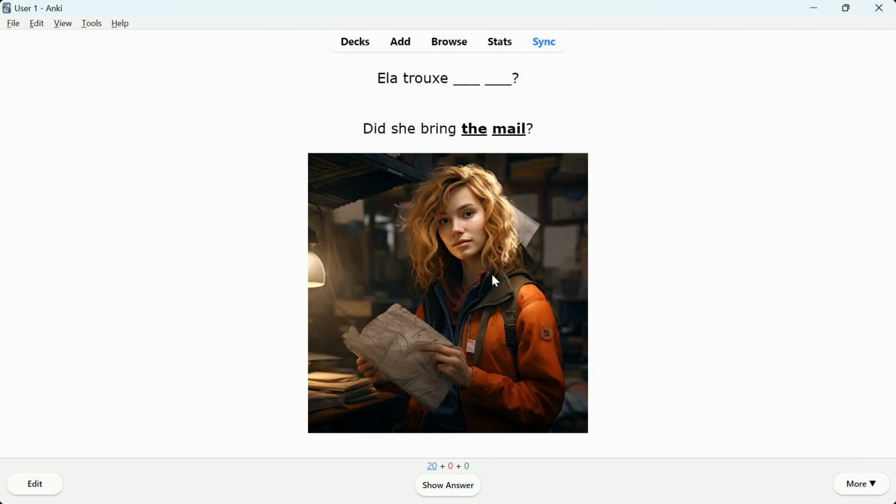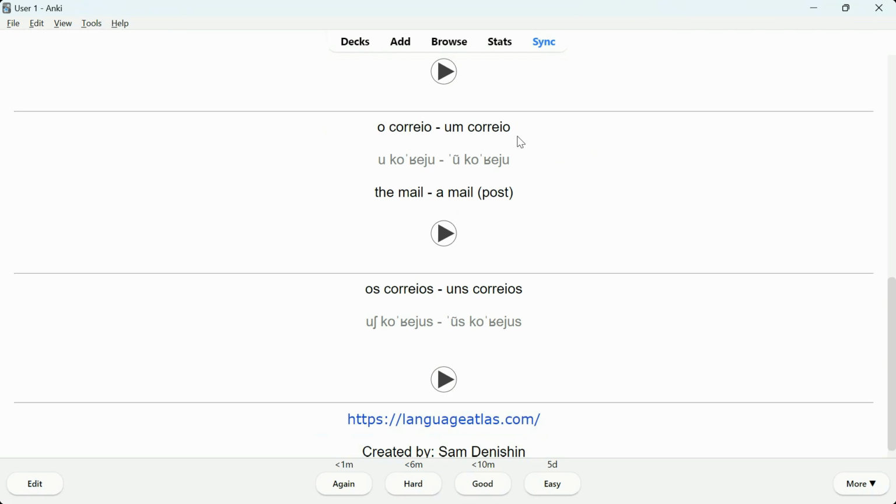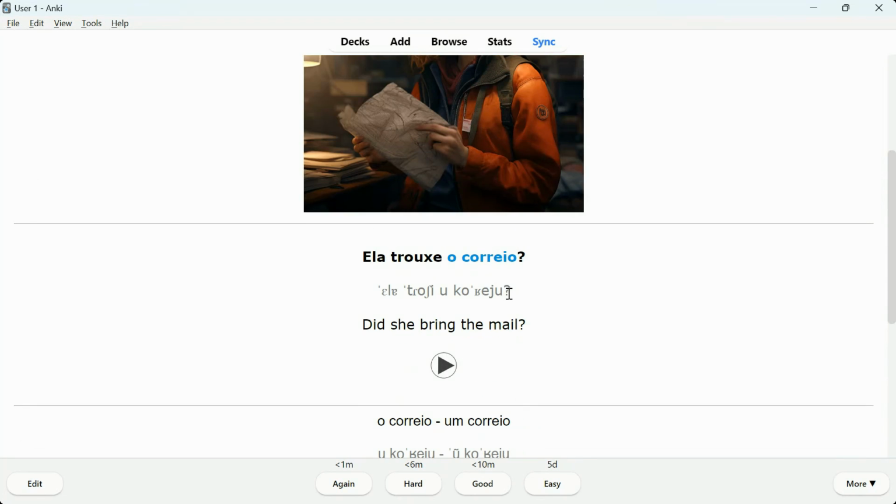We see a visual representation of the Portuguese sentence, so an image. Many studies have shown that if you have such a visual representation, so an image or a video or anything like this, it really helps you to understand the words and concepts that you're learning and better memorize them as well. So this will really help you. How do we say the mail in Portuguese? Ela trouxe o correio? O correio, correio. Os correios, uns correios. Great.